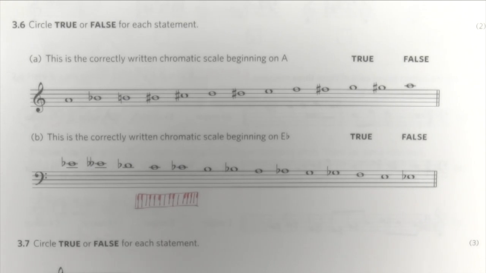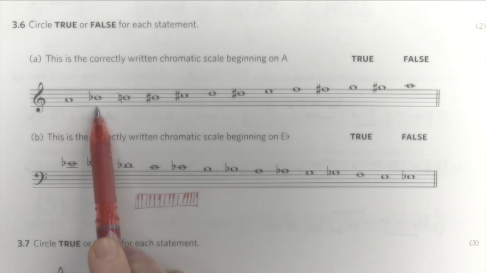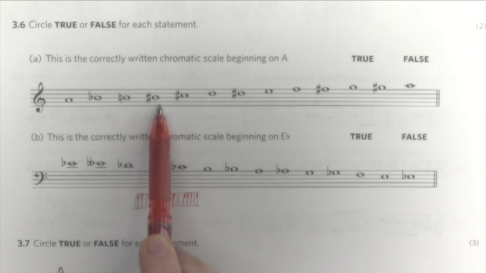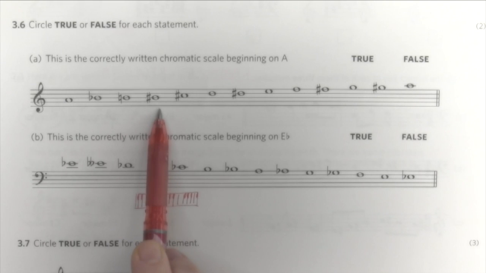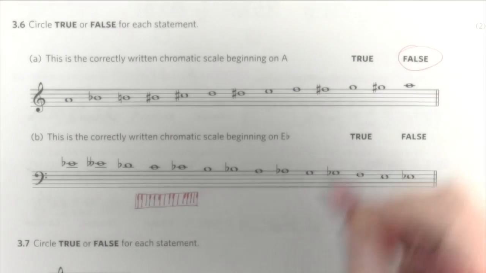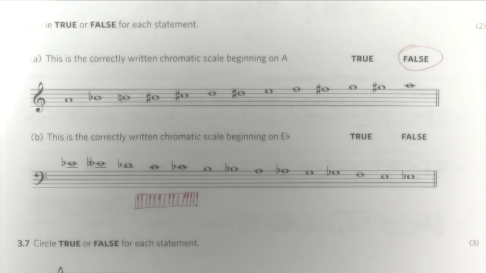However, look at this. B flat, B natural and B sharp. We can't have 3 notes of the same name in a row. So this is incorrect. Let's go on to the next one.